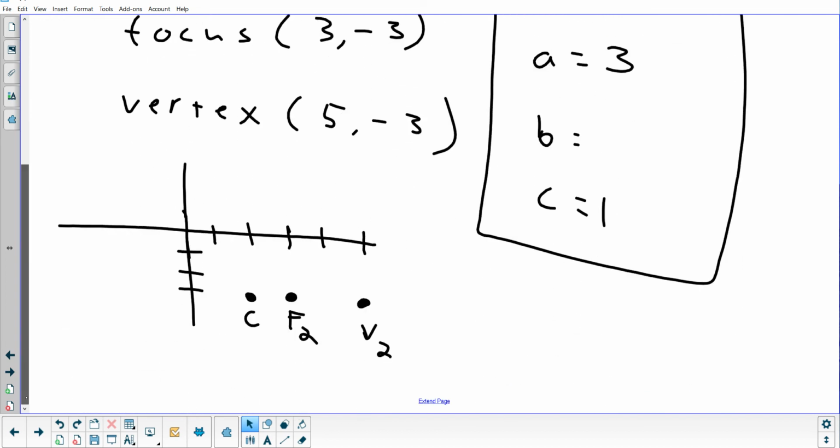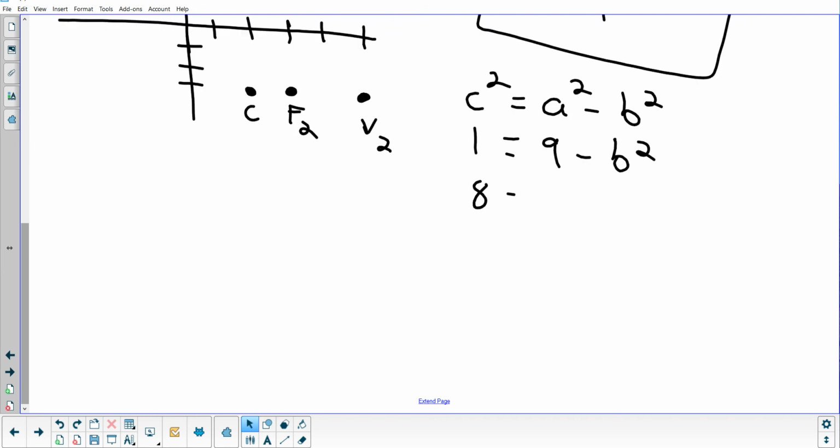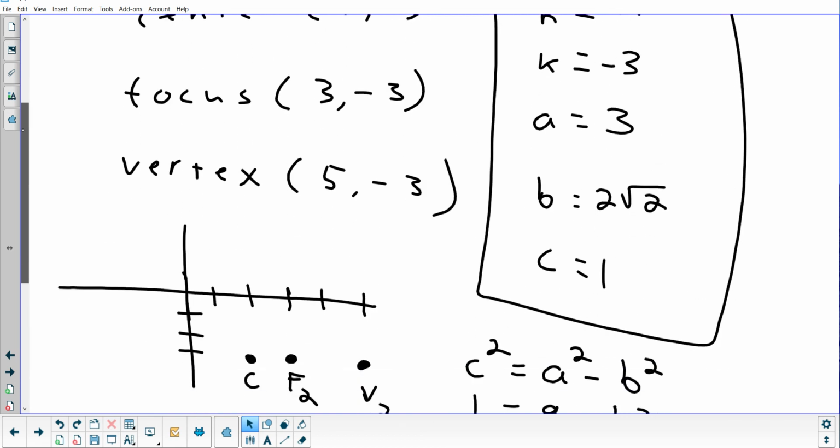And the equation for B, what is it? C squared equals A squared minus B squared. Okay, so 1 equals 9 minus B squared. I think we had this exact pattern of numbers before. What is B squared? Well, yes, B would be 2 square roots of 2. B squared is 8. All right, so now you've got everything you need. You need the equation to plug into.